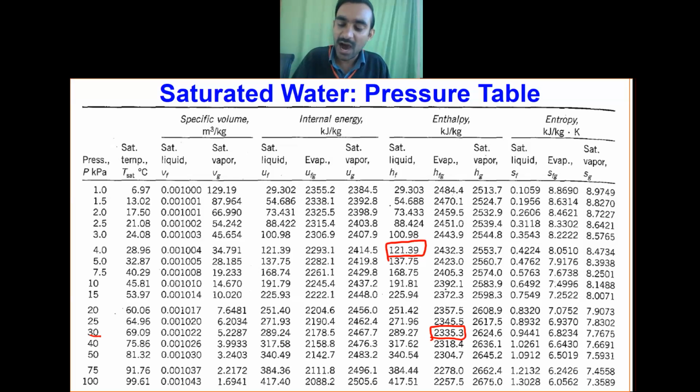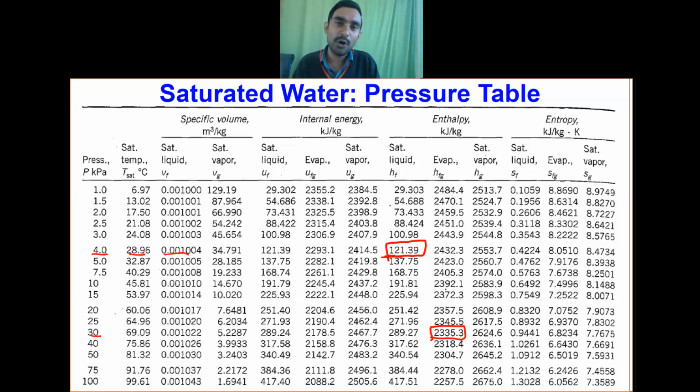If the question is like this, the very first thing I will do is go to the enthalpy table, then go to the saturated liquid table, because along with the enthalpy it is given that we have a saturated liquid state. There I will find where my value 121.39 is, and at the location where I find it, the pressure, temperature, and specific volumes will be all my other thermodynamic properties.